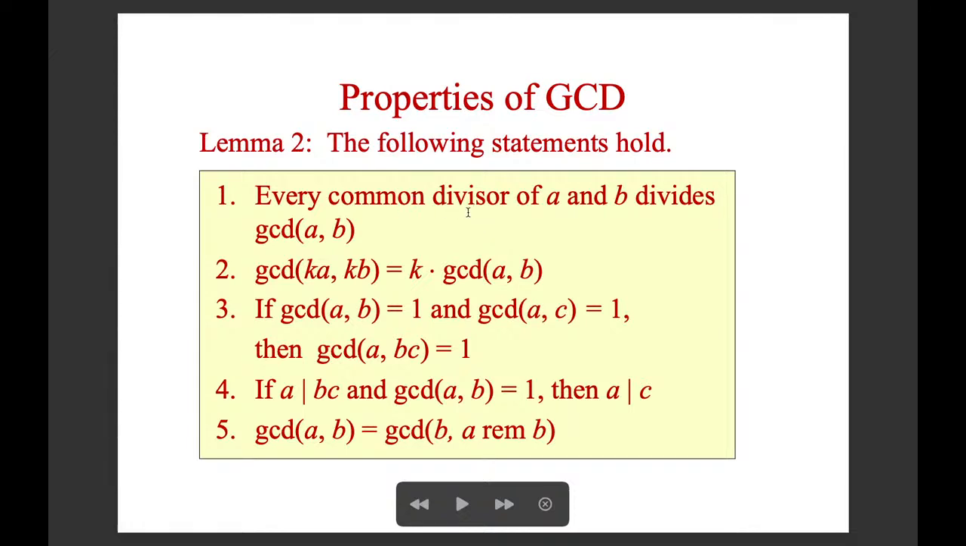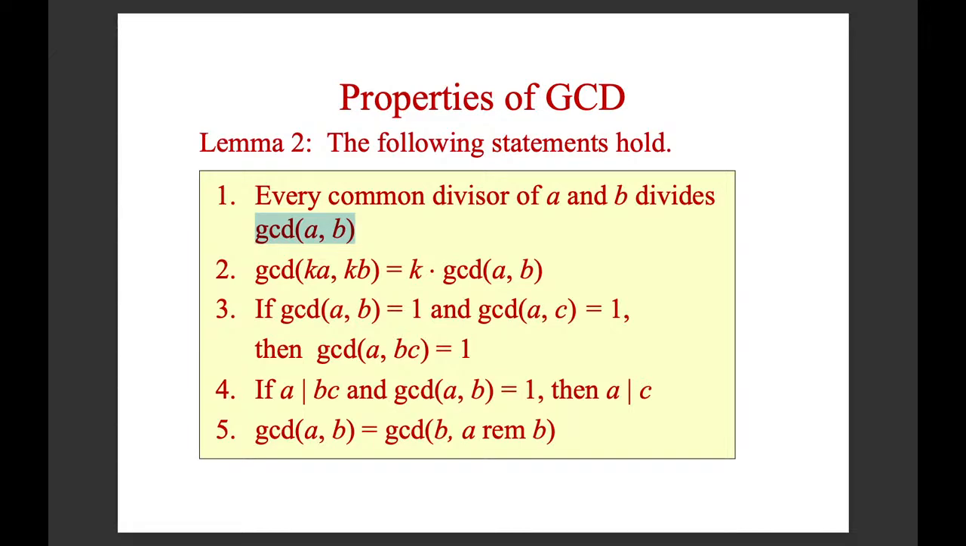For instance, every common divisor of a and b divides GCD of a and b. So this says that it is not just the largest common divisor. It is also something that every other common divisor will divide. So it's not just a small and large property. It is always the smaller divisor dividing the greater divisor. The greatest common divisor is always divisible by any common divisor.